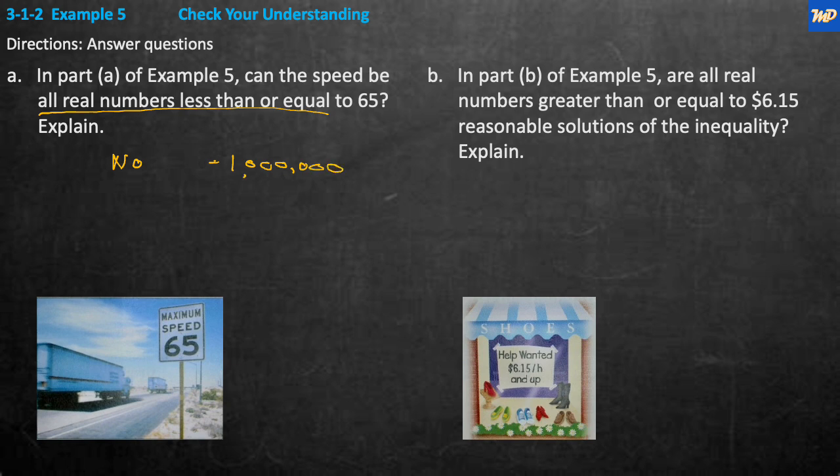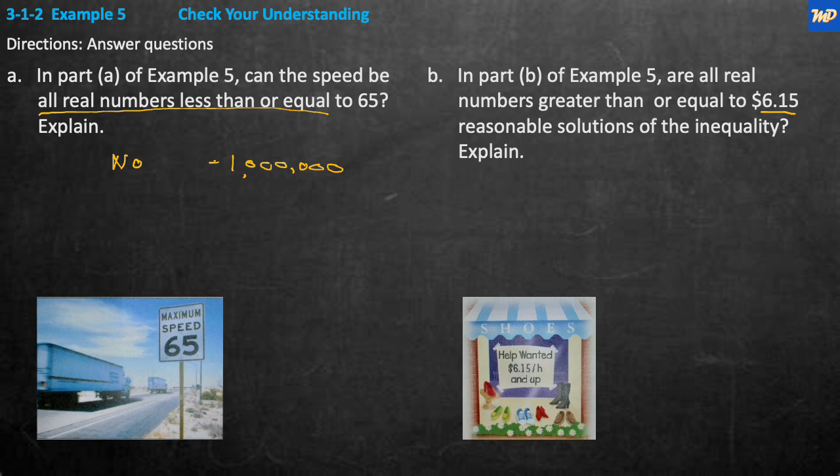How about the next one? Now that you saw this example, if you didn't get it, hopefully you did. If you didn't, think of this one here now. Part B of example 5: are all real numbers greater than or equal to $6.15 reasonable solutions in the real world for the inequality?